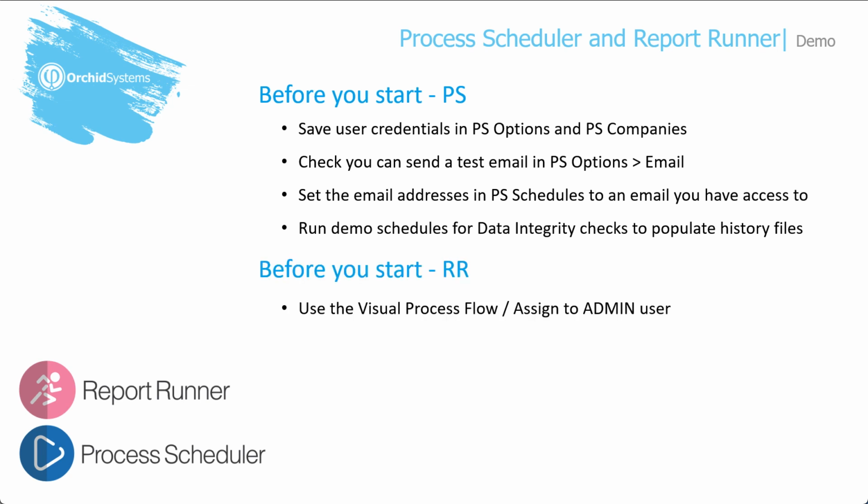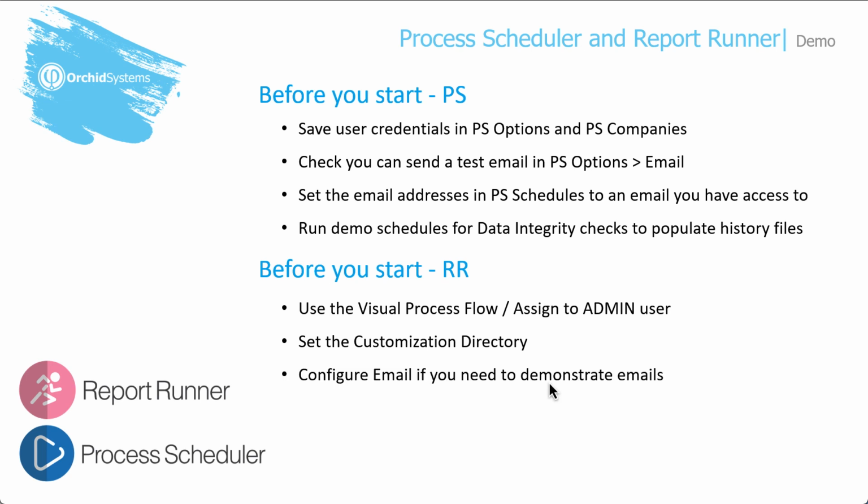For Report Runner, we find that the visual process flows are pretty useful, so you might want to assign that to your admin user or whichever user you're looking at, and you can show the process and the different functionality of Report Runner with that. An important part of using the sample data to demonstrate Report Runner is to set the customization directory. And again, if you are going to email reports in the demo, you want to make sure that Info Manager is configured to email and that you have access to the email address that is used.